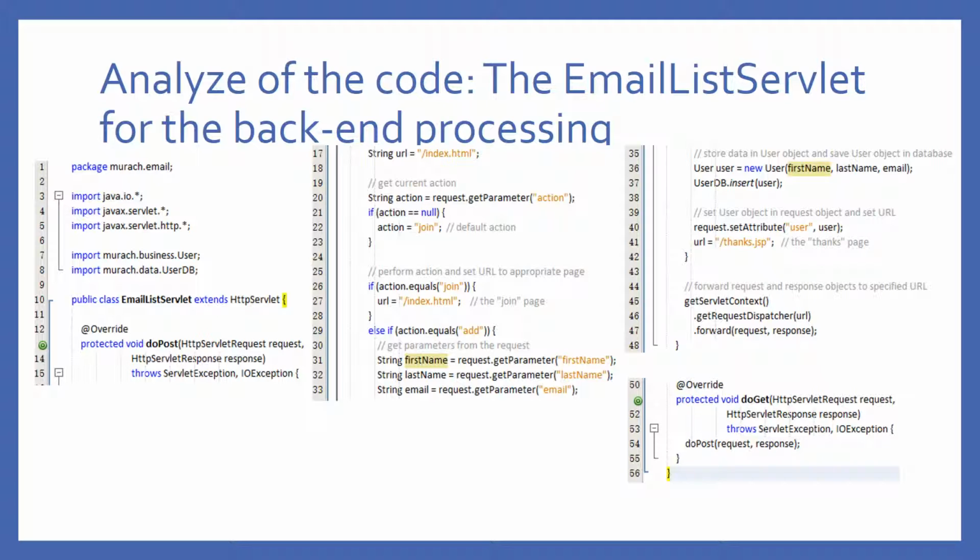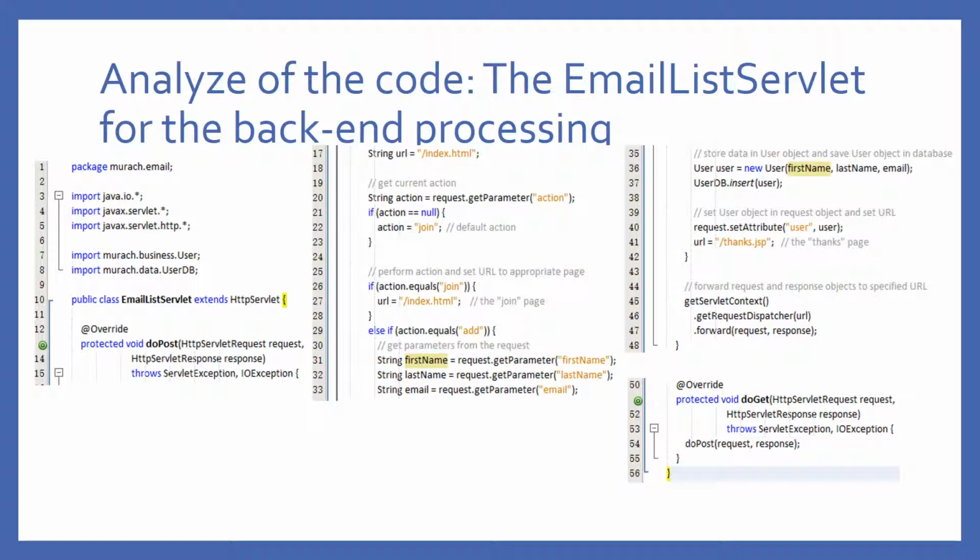Then, the servlet performs the required processing by using normal Java code. For example, it stores the data in a user object, and uses the insert method of the UserDB class to save the user object in the database. After that, this code sets the user object as an attribute of the request object so it's available to a JSP, and it sets the URL string to the JSP for the second page of the application, which is stored in a file named thanks.jsp.